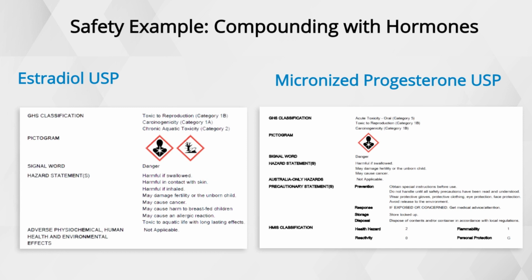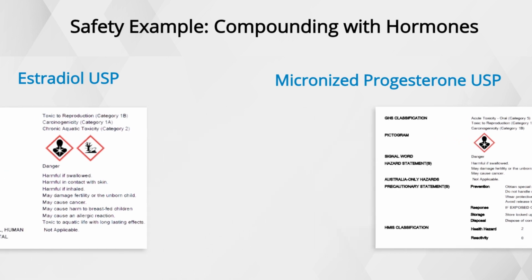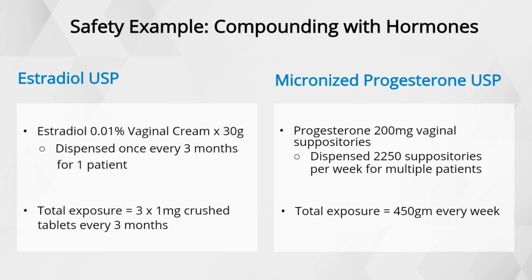We all know that hormones have been associated with development of some cancers, and we've all been taught that hormones are dangerous to give in pregnancy. So, does this mean we can't compound them unless we have a hood? We need to consider how much hormone a compounder is exposed to in each of the examples. In the first example, a compounder would be exposed to the estradiol through crushing 3 1 milligram tablets every 3 months for a total potential exposure of 3 milligrams in 3 months. In the second example, a compounder would be exposed to 450 grams of progesterone powder each week. Those are 2 very different numbers.